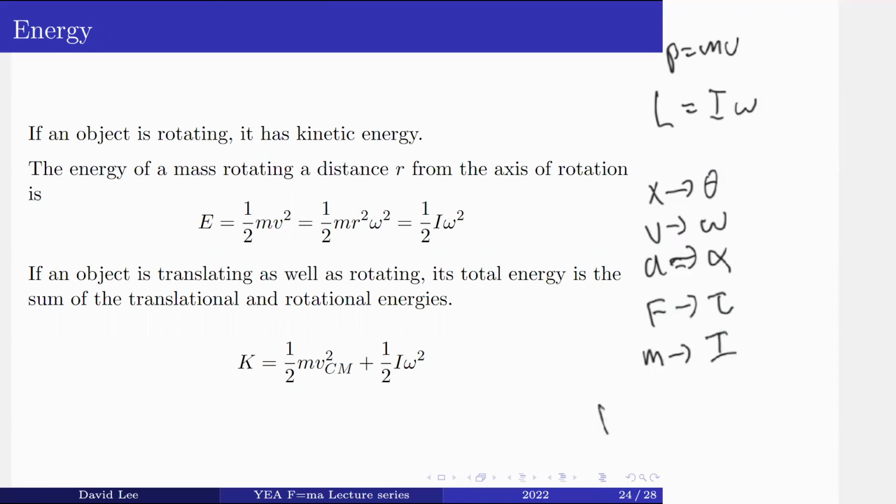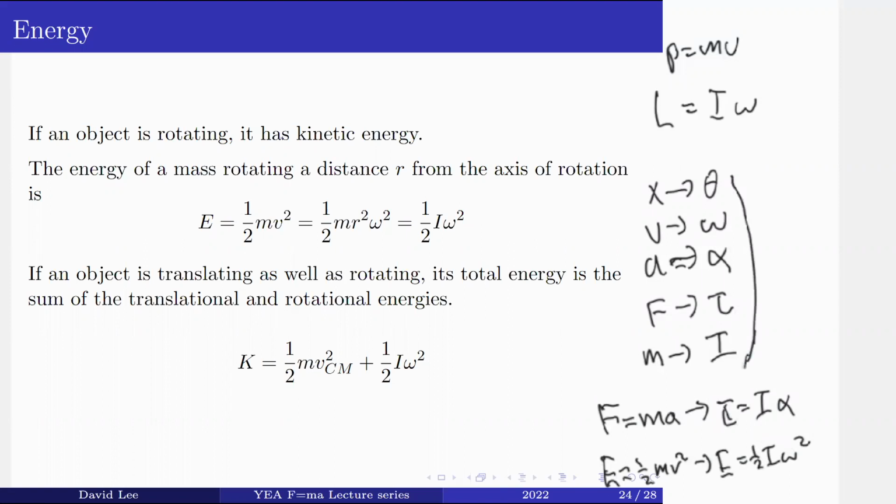So equations like F equals ma become torque equals I alpha, or E equals 1/2 mv squared just becomes E equals 1/2 I omega squared. So if you remember what these things represent, then you can normally easily convert from translational formulas to rotational formulas.